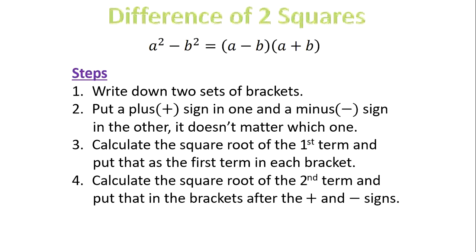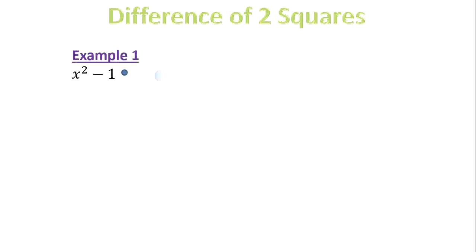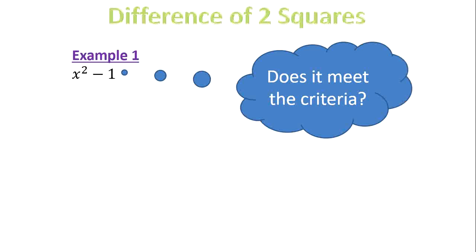Let's look at some examples. Example 1, I have x squared minus 1. So I check my three criteria. Is it a difference? Yes, it's x squared minus 1. Okay, there are two terms. And lastly, are they both perfect squares? Well, x times x gives me x squared, and so x squared is a perfect square. And 1 times 1 gives you 1, and so 1 is a perfect square, and so it does meet all of the criteria. Now we need to do our method or our steps.